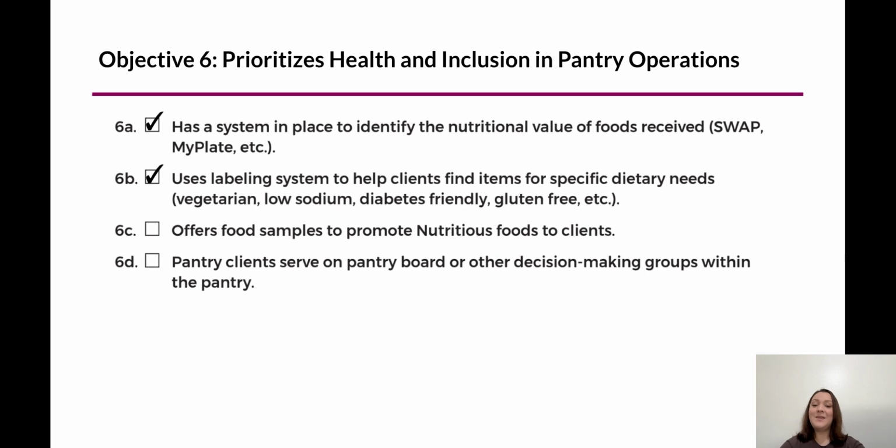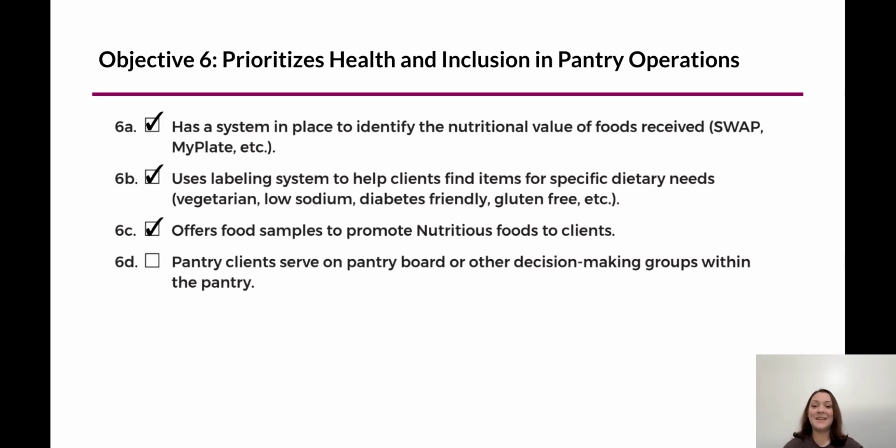Section 6B uses a labeling system to assist neighbors in making healthy food decisions based on special dietary needs. This might include labels that clearly display foods that are vegetarian, gluten-free, diabetes-friendly, or low sodium. They may also use symbols or color codes that indicate different nutritional needs. If the pantry uses a labeling system, you may check off this box for Section 6B.